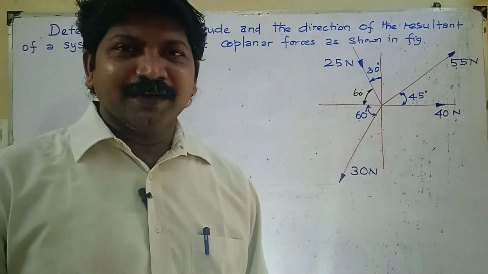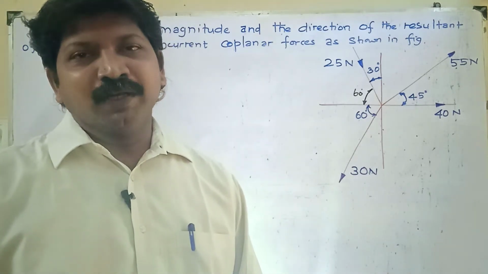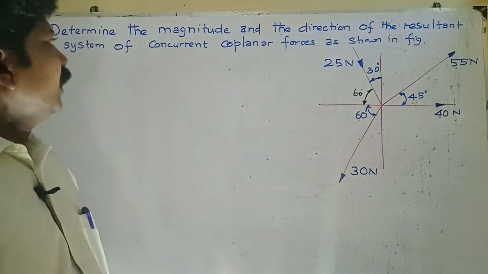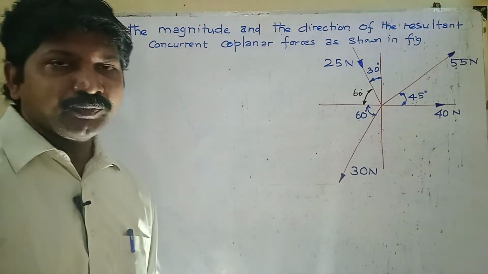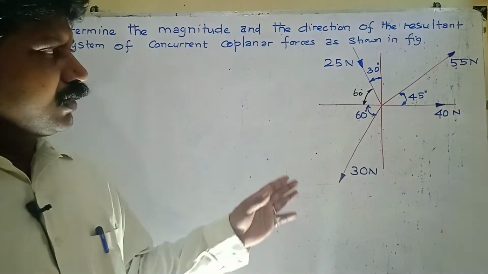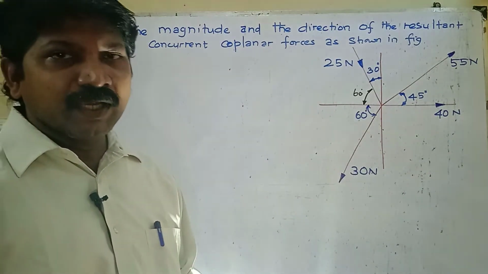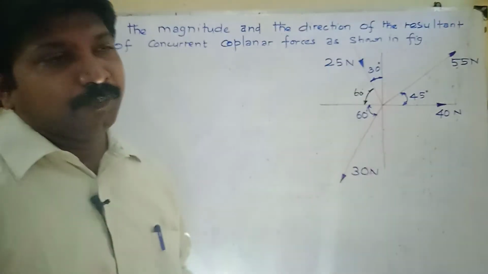Dear student, welcome. Now we are going to solve one more problem in coplanar concurrent force system. Determine the magnitude and direction of the resultant of the system of concurrent coplanar forces shown in figure. Through this question, you are going to realize the importance of arrowhead direction.